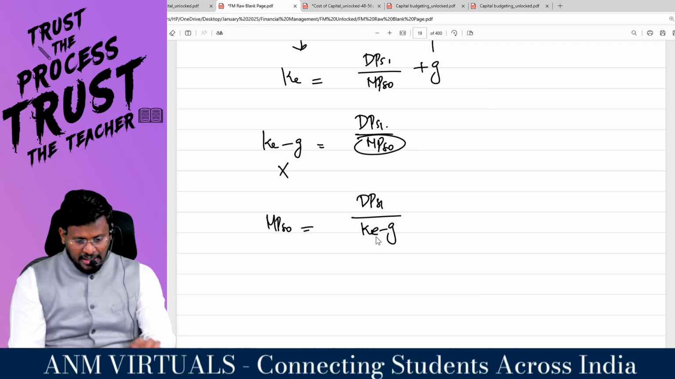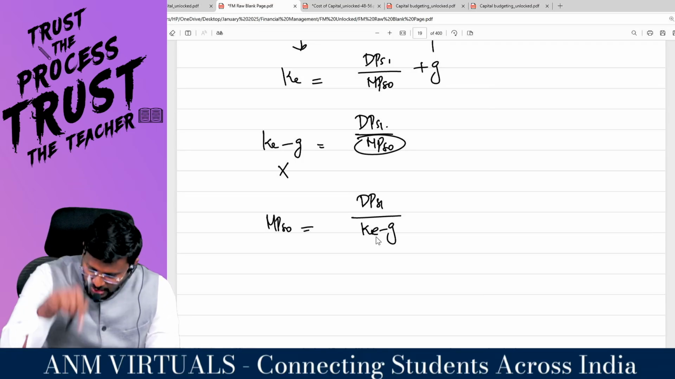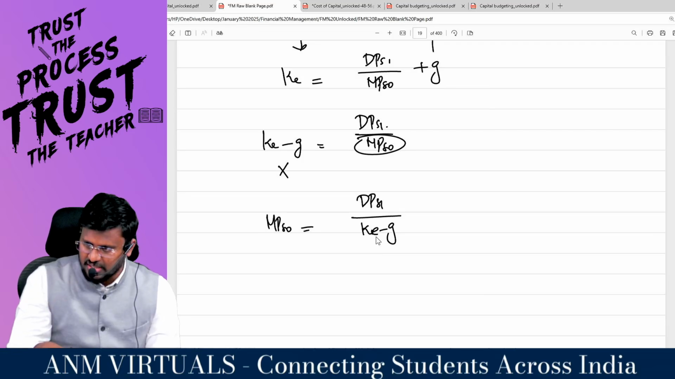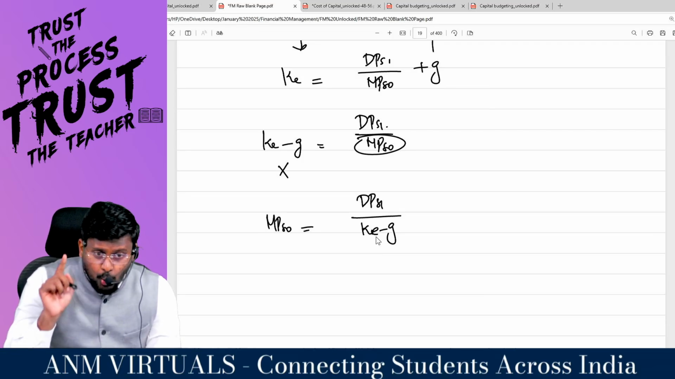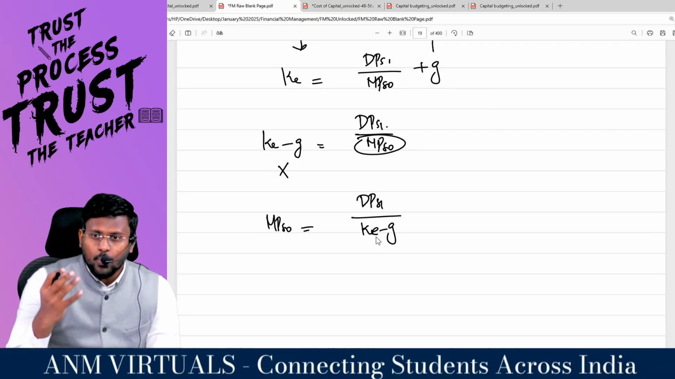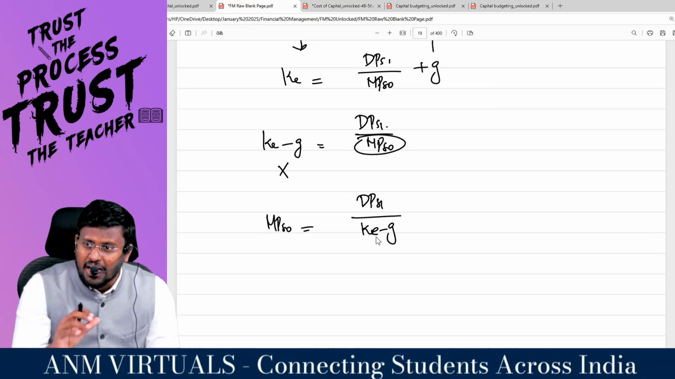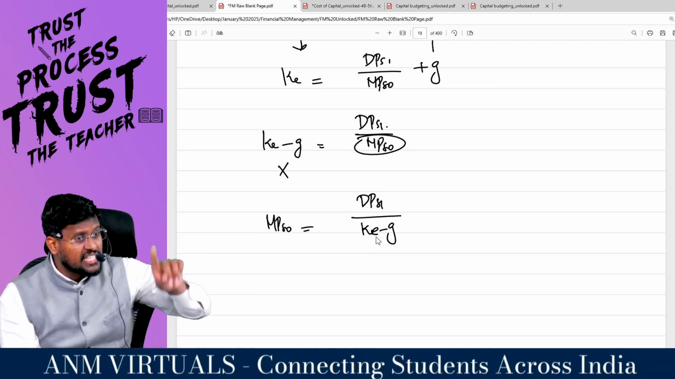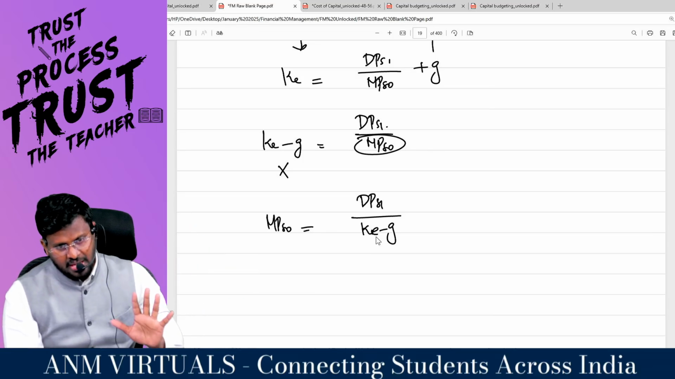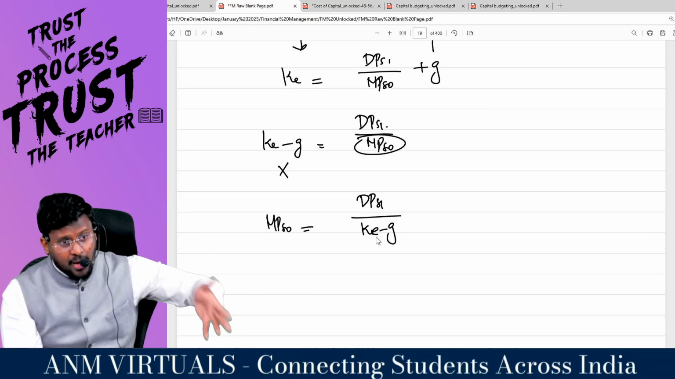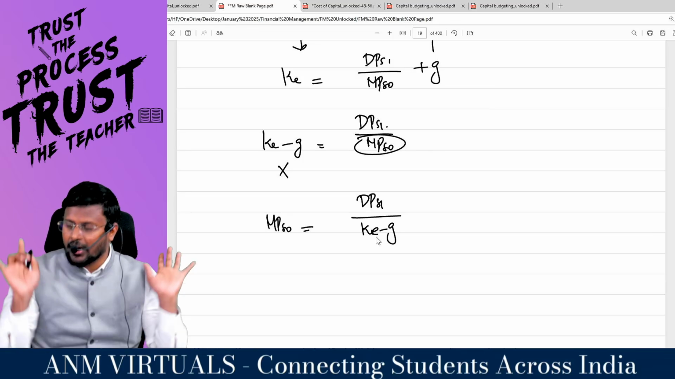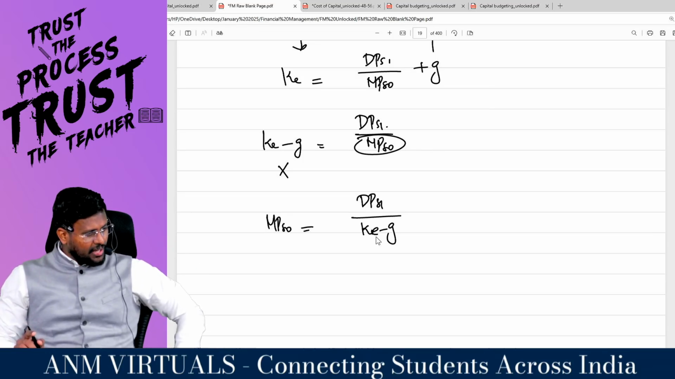Are you getting the logic? This MPS0 means, my dear lovable students, the price of the share after 6 years. Because after 6 years only we are going to redeem the debenture. On that day, the market price of the share into 2 will be the redemption value. Clarity?